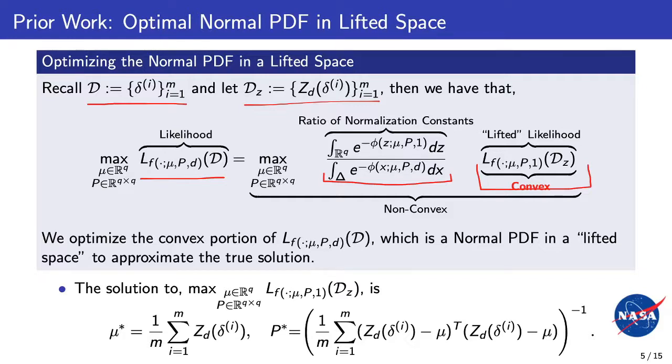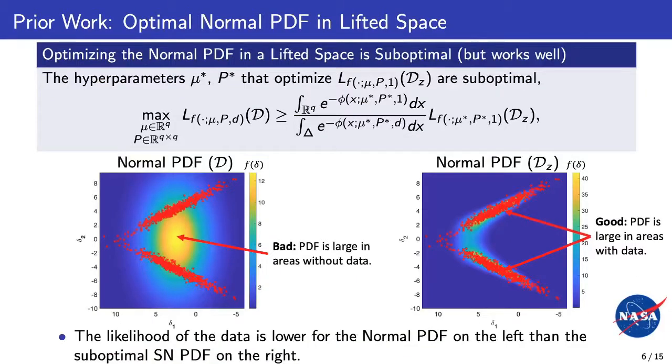Therefore, the prior method worked by optimizing the convex portion of the likelihood, which is the lifted likelihood, and has an analytical solution where mu star is the mean of the data in the lifted space, and p star is the inverse covariance matrix of the data in the lifted space. While these hyperparameters are suboptimal, that is, by solving the true optimization problem, we may find a likelihood of the data that is larger than with these suboptimal hyperparameters, we find that it works rather well and can be computed extremely efficiently.